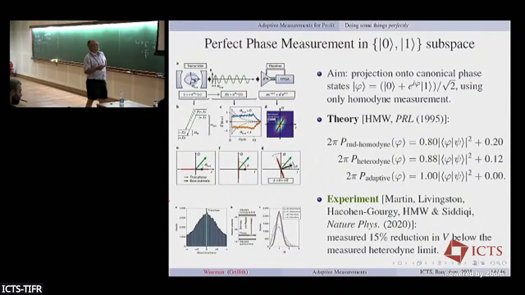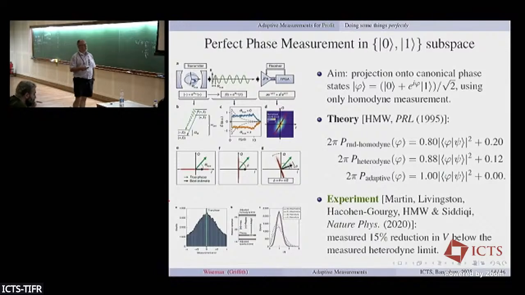If you just randomly pick some homodyne angle and measure along that and use that to estimate your phase, then it's essentially equivalent to having a perfect measurement, projecting onto a phase state 80% of the time, and 20% of the time just having a completely random result. But this perfect measurement itself is a very broad distribution. It's like a cosine squared distribution. Whereas if you do heterodyne, you do better. It's like having an 88% perfect measurement. But if you do it adaptively, it can be 100% as good as quantum mechanics allows. And there was an experiment done using superconducting. I guess this is the first one coming up.